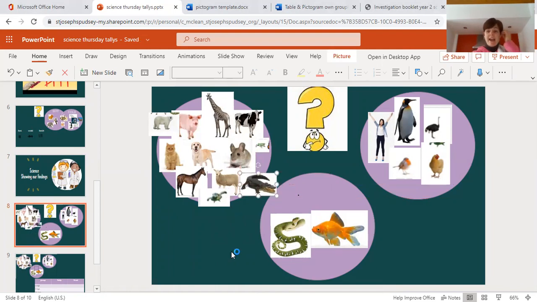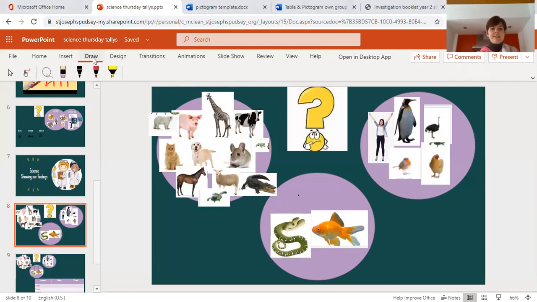Okay, how could we count how many animals there are? What could we use? We looked at it yesterday. It begins with a T. That's it, we can use tally marks, can't we? So I'm going to count the animals with the tally. So we've got 1, 2, 3, 4, 5, 6, 7, 8, 9, 10, 11, 12. Wow, let's double check that. 1, 2, 3, 4, 5, 6, 7, 8, 9, 10, 11. 12 animals had 4 legs. That's a lot of animals in that group.